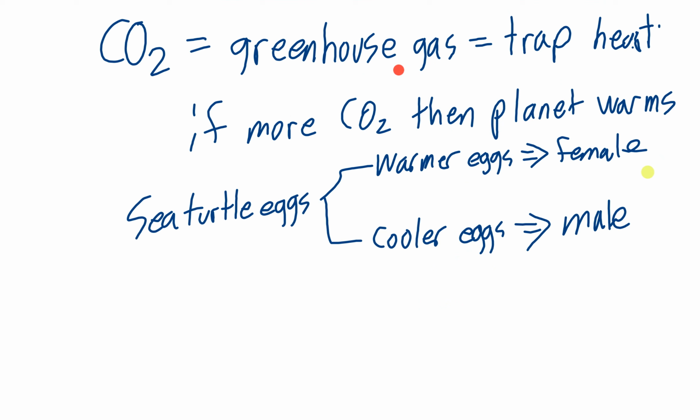CO2 is a greenhouse gas, and the greenhouse gas trap heat. Because they trap heat, if there's more CO2 in the atmosphere, the planet is going to warm. The temperature is going to increase.